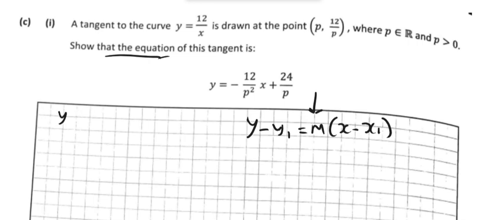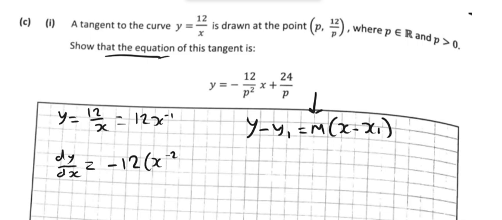So y equals 12 over x. So therefore dy/dx is equal to, well, that's the same thing as 12x to the power minus 1. So multiply by the power, so it'll be minus 12x to the power of minus 2. And that's the same thing as minus 12 over x squared.